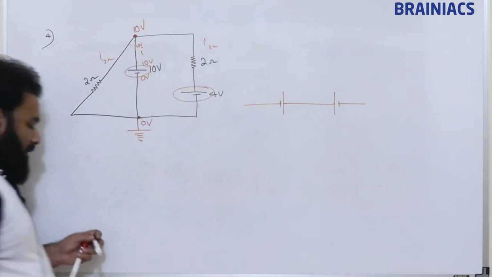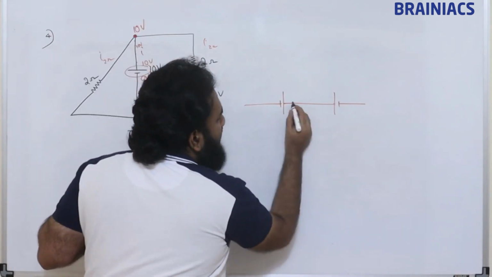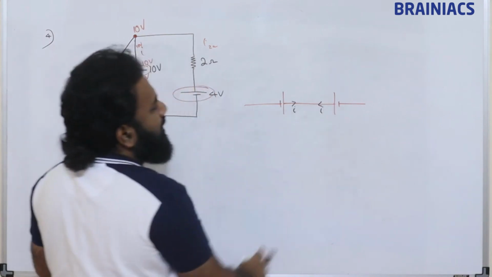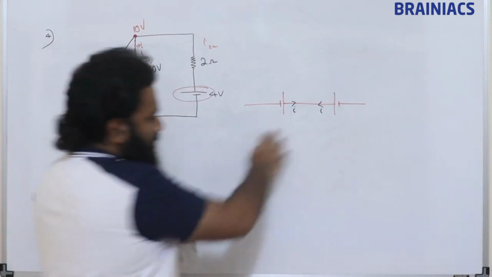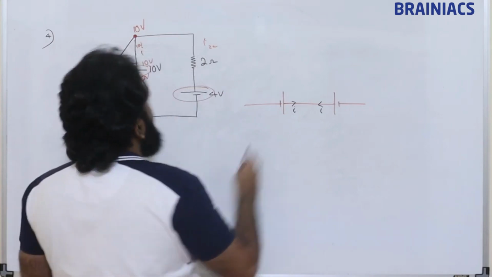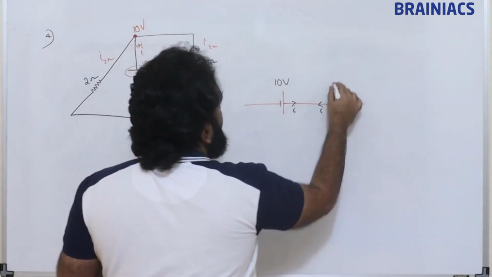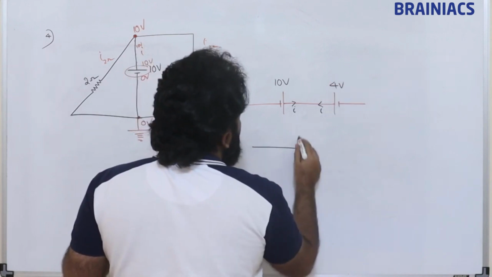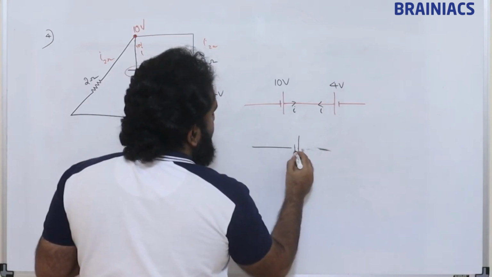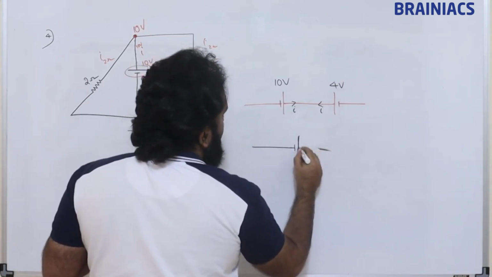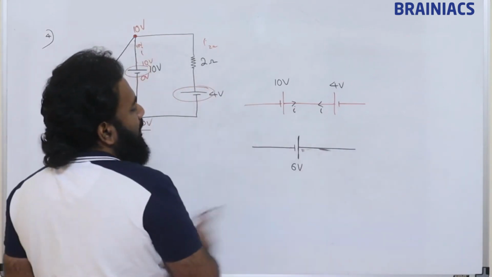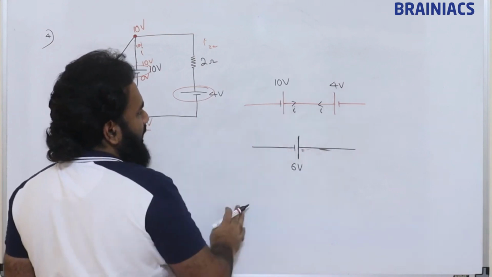Clear? Do you agree? Suppose this battery sends current, this positive terminal also sends current. This will not happen like this, but effectively, if this is 10 volt and this is 4 volt, these opposite polarities will behave in such a way that effectively this will become 6 volt, since the polarities are different.